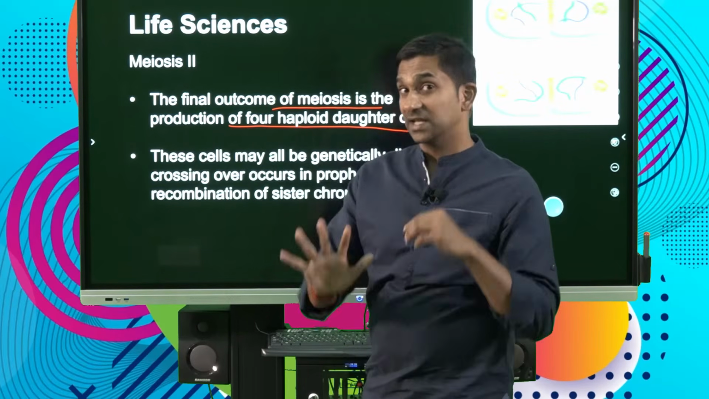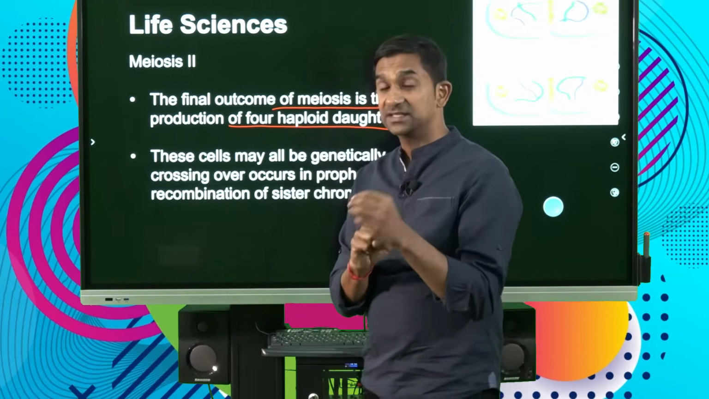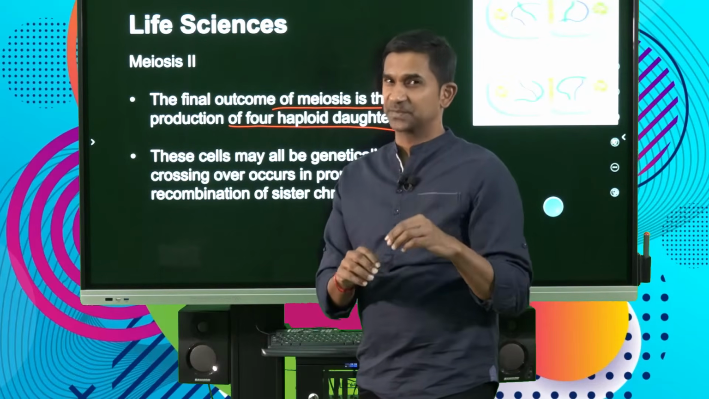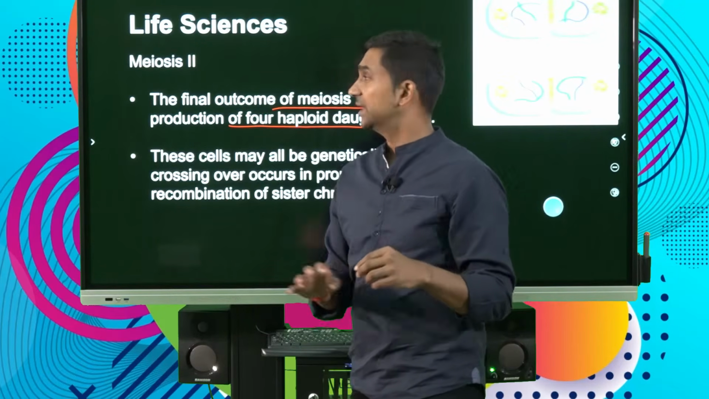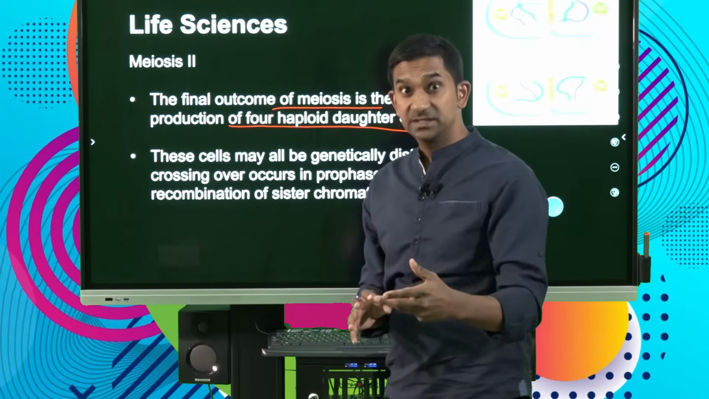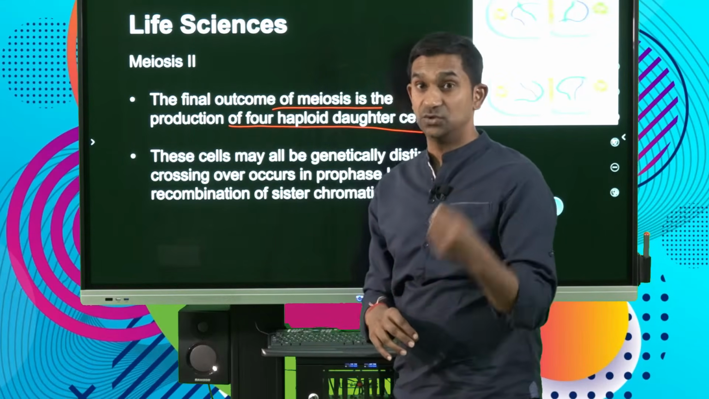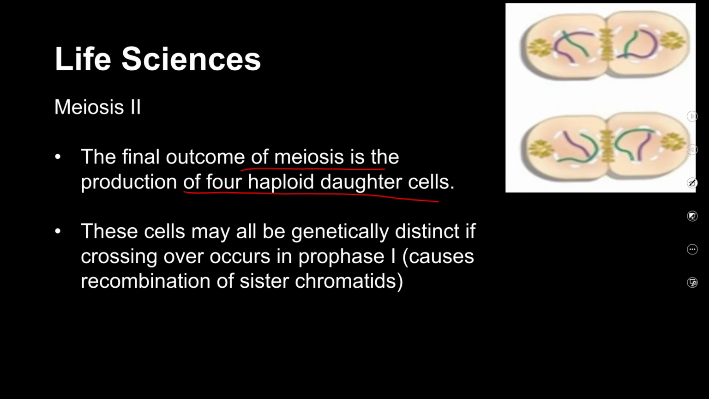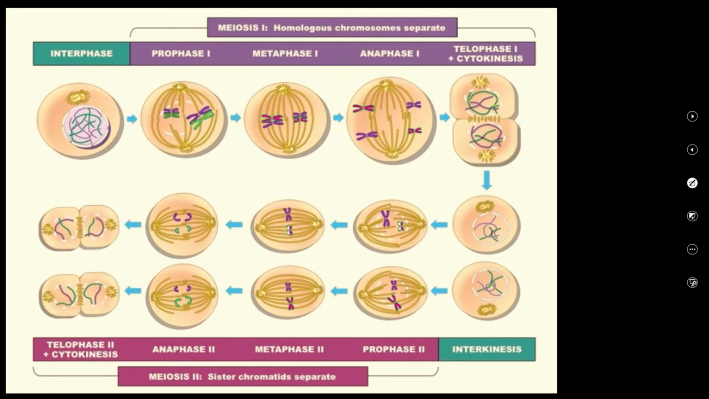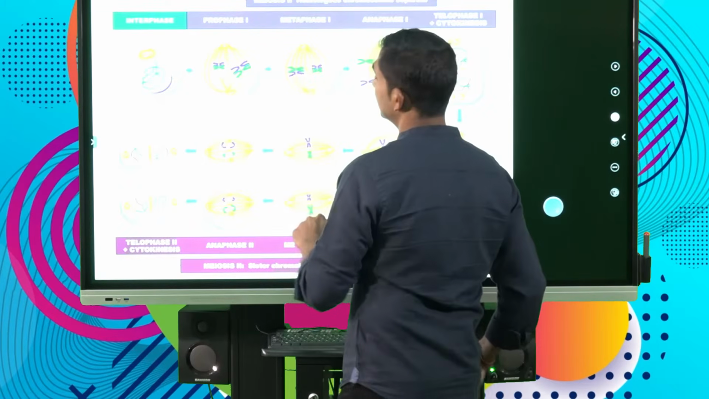And that's because there are multiple gametes being fertilized, and each gamete is unique. And that is a good reminder of why in meiosis many gametes are produced and each gamete is unique. So these cells may be genetically distinct if crossing over occurs in prophase I, which causes the recombination of sister chromatids. We need to recognize that variation during meiosis takes place in the following phases.